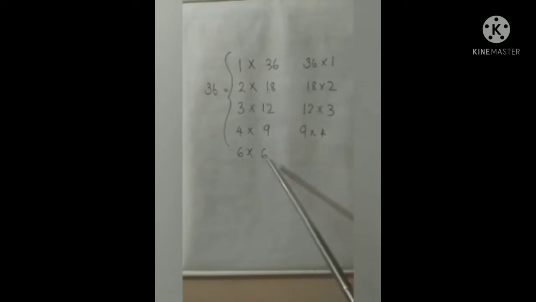Then 6 into 6? Also composite numbers. So what is prime factorization? That means when all the factors are prime numbers. So here we have to convert these composite numbers into prime numbers. Then if all the factors are prime, we can say we are writing in prime factorization.